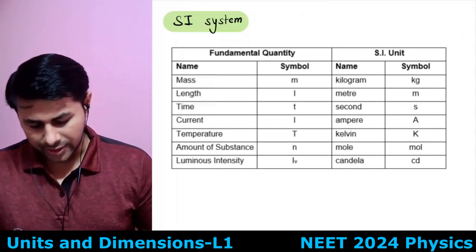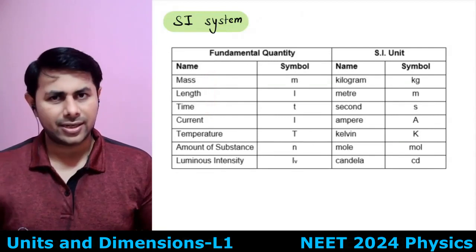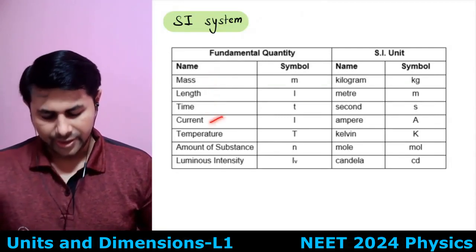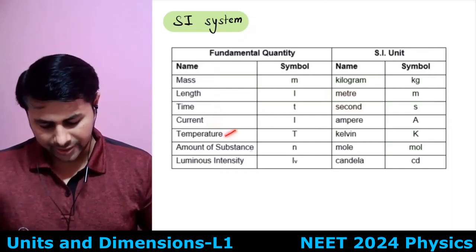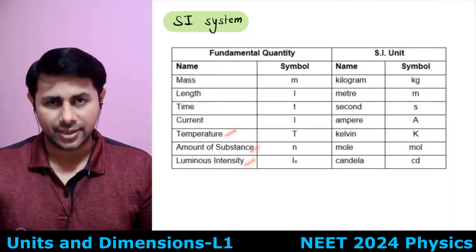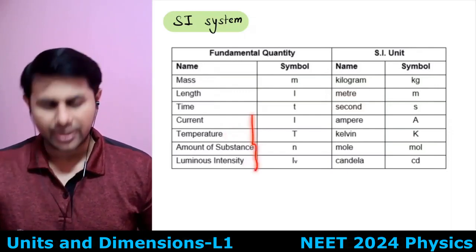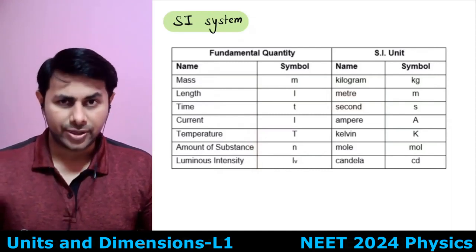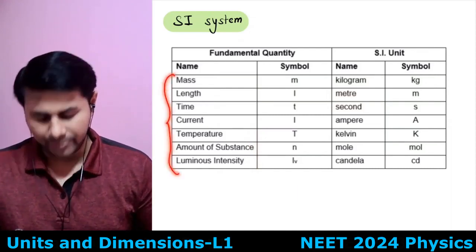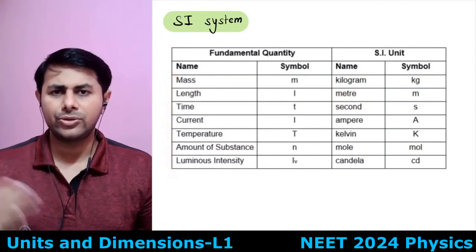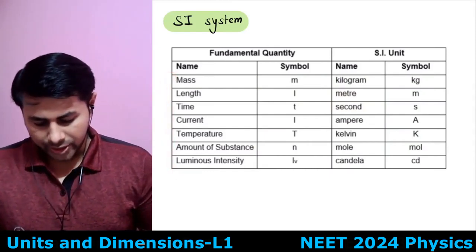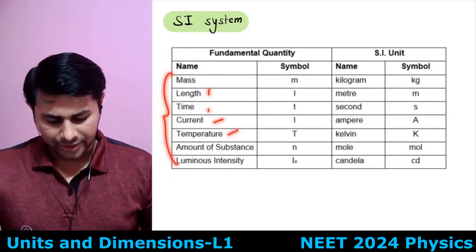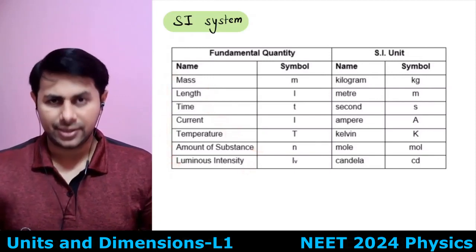Length, mass, time are the basic fundamental quantities, and in addition to that, we need electric current, temperature, amount of substance, and luminous intensity. These are some more fundamental quantities. So now we have an international system of units where we have 7 fundamental quantities, and there are 2 supplementary quantities too. So what are these 7 fundamental quantities? Length, mass, time, electric current, temperature, amount of substance, and luminous intensity.